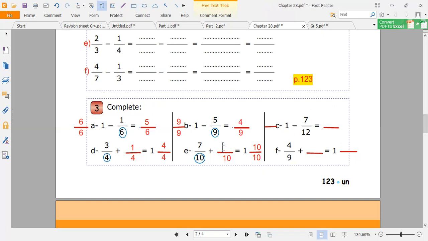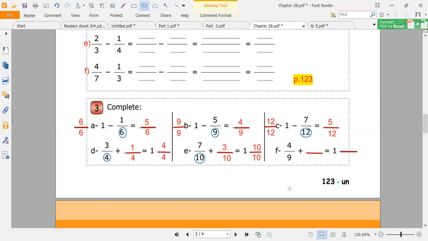7 plus 3. 1 minus 7/12 equals a fraction. The total is 12, so the 1 is equal to 12/12. Now 12 minus 7 is equal to 5. We subtract the numerators and the denominator remains the same. It is 12.